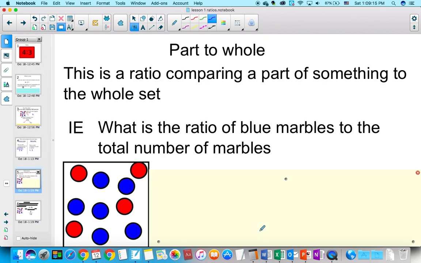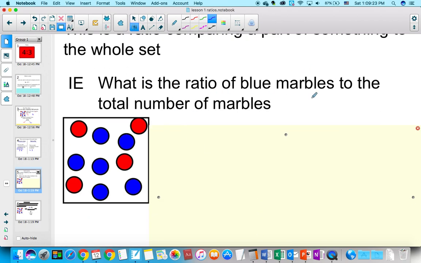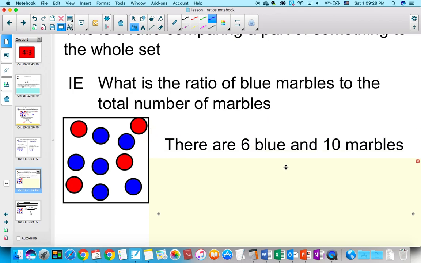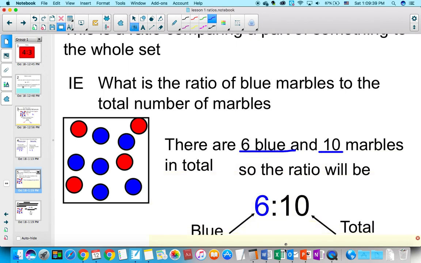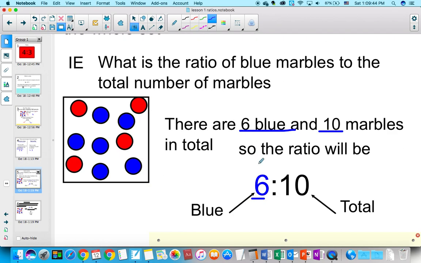So let's start with part to whole. This is a ratio comparing a part of something to the whole set. In our example, we have, what is the ratio of blue to the total number of marbles? Well, we have 6 blue and we have 10 marbles in total. 1, 2, 3, 4, 7, 8, 9, 10. Right? 10 in total and 6 blue. So the ratio will be 6 blue, the part to whole, so the part and the whole set, 6 to 10, right? And that's all a part to whole ratio is.